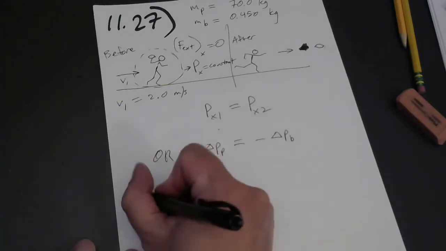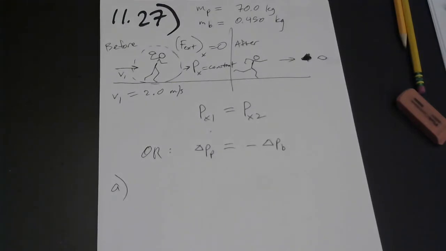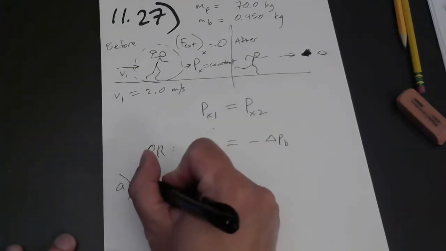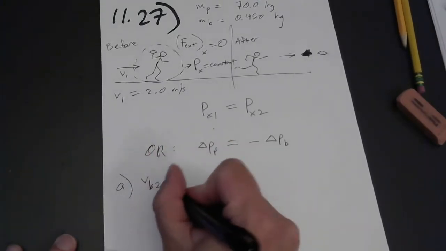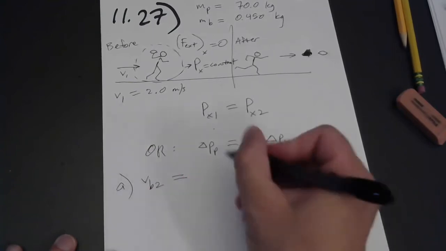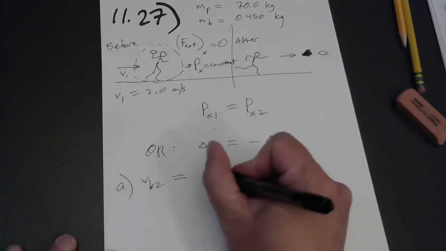Okay, so in part A, what they tell us is after the ball is thrown, it's moving at 15 meters per second. That's over 30 miles per hour relative to the ground. So I'll say the velocity of the ball at time 2 is equal to 15 meters per second.